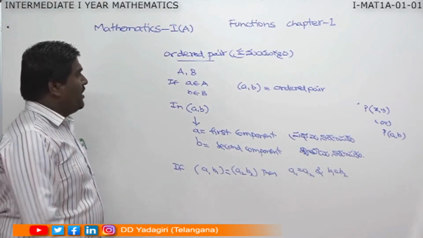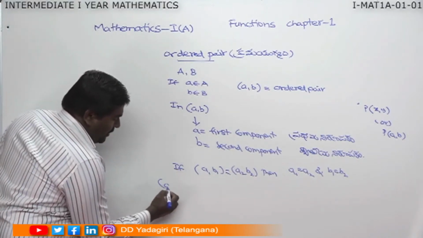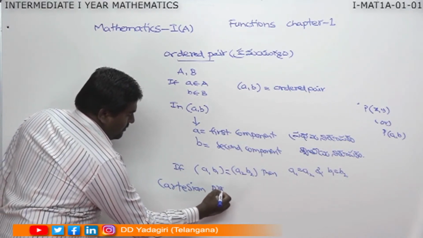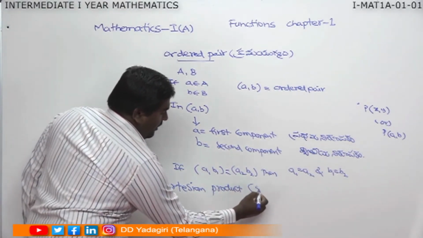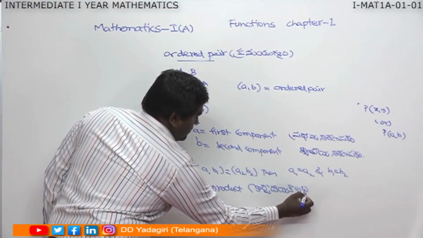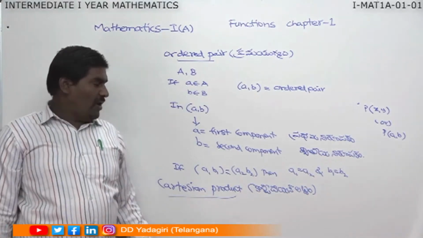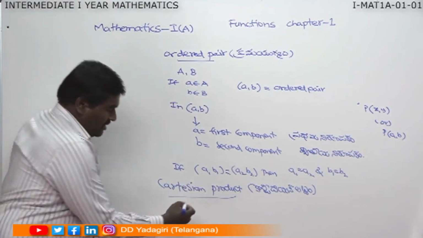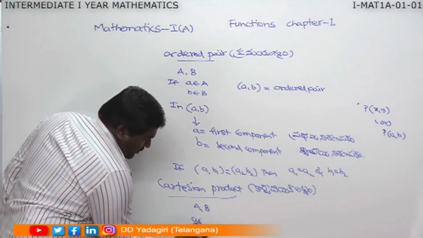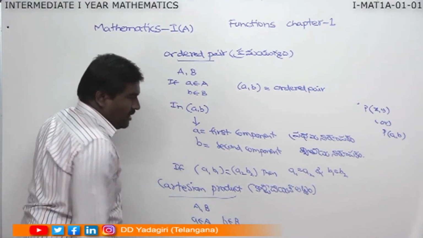Next, we have to learn another concept, that is Cartesian product, Cartesian labdam in Telugu. Now, what is a Cartesian product? For this, we have to take two sets, A and B. We have A, B, any two sets. In A, we have some element small a, and in B some element small b.